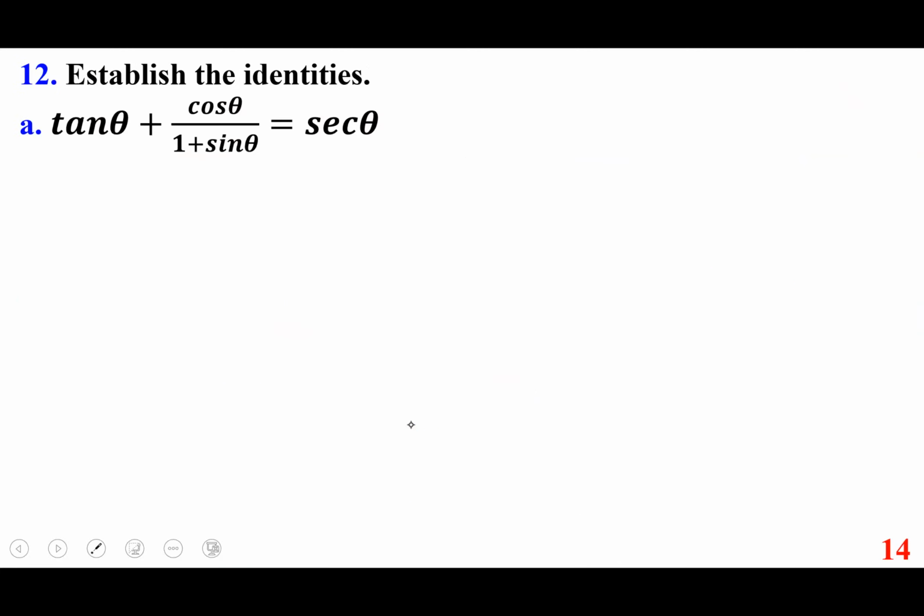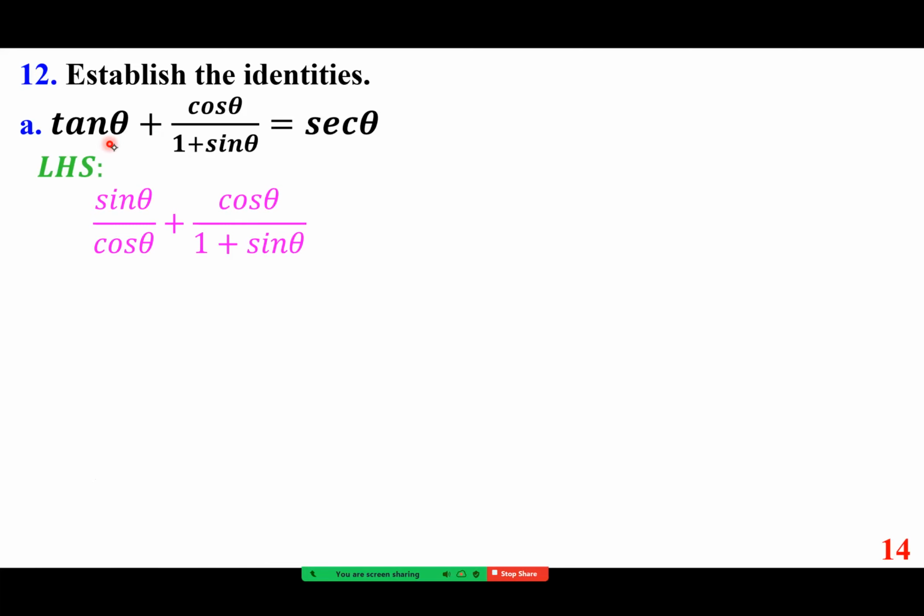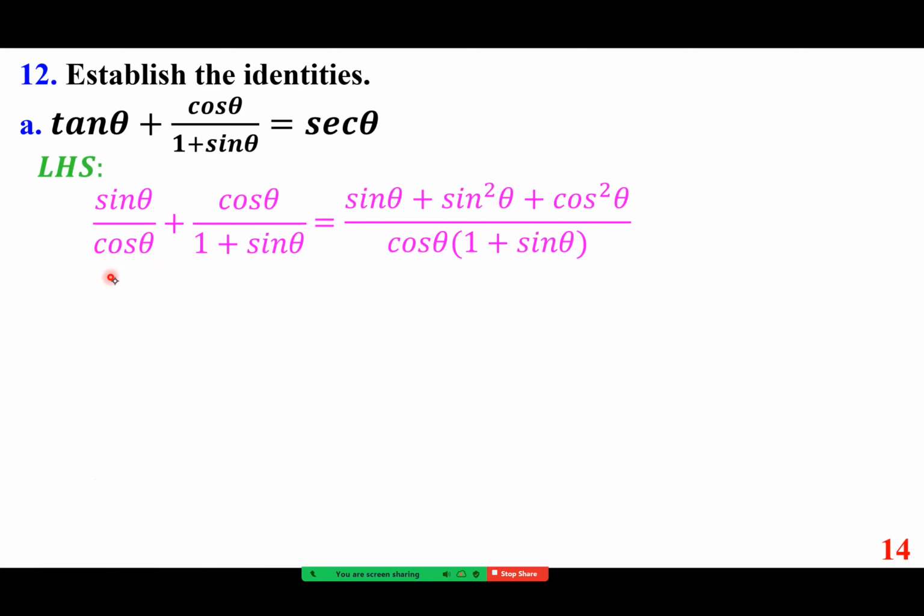We want to establish the identity. The left-hand side is more complicated. We start with that and we get to the right. Tangent, sine over cosine. And we take a common denominator, which is cosine times 1 plus sine. So sine times 1 plus sine theta, cosine times cosine theta. Sine times 1 is sine theta, this is sine squared, and this is cosine squared. So you take a common denominator. Clearly, these two change to 1. So you have sine theta plus 1, which cancels out 1 plus sine theta. They are the same, aren't they? These two are the same. So you get 1 over cosine, and 1 over cosine is the same as secant.